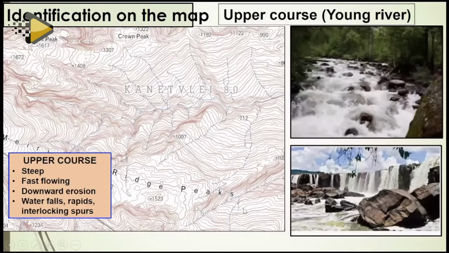So this is a map showing the river in the upper course. This is what we call rapids, and this is what a waterfall is. So these are the features that you're going to find in the upper course of the river, and this is a map showing the upper course of the river. You can see the contour lines that are very close to each other, indicating that the gradient is very steep.